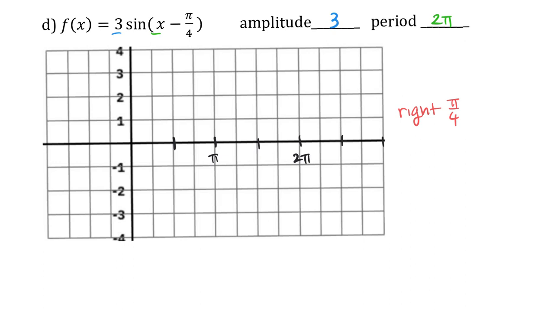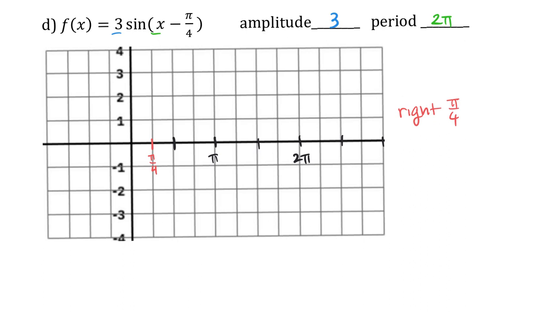Okay, now I need to go right pi over 4. Before I go right pi over 4, I need to figure out how many spaces right pi over 4 is. So I know pi is here. The number of spaces between 0 and pi is 1, 2, 3, 4 spaces, which means pi over 4 is 1 space. Can we deal with this?